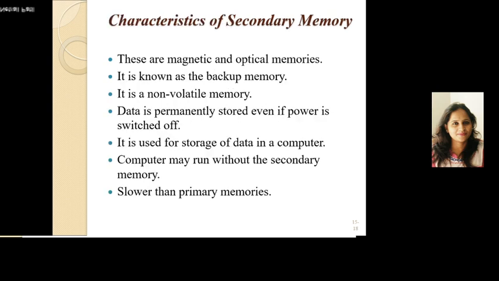Okay. These are the characteristics of secondary memory. These are magnetic and optical memories. It is known as the backup memory. It is a non-volatile memory. Data is permanently stored even if power is switched off. It is used for storage of data in a computer. A computer may run without the secondary memory, and it is slower than primary memory.